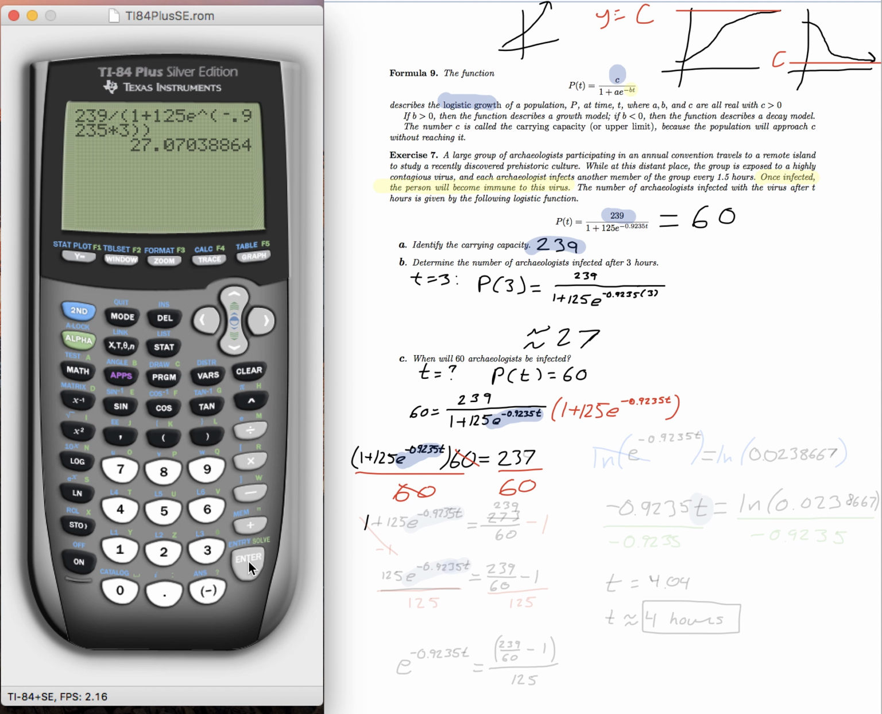So for now, we've got 1 plus 125 e to the negative 0.9235t equals 273 over 60. Okay, so now we still want to get e by itself. There are a few ways we can do that. Foremost, I think we could probably subtract 1, right? Get rid of the 1.